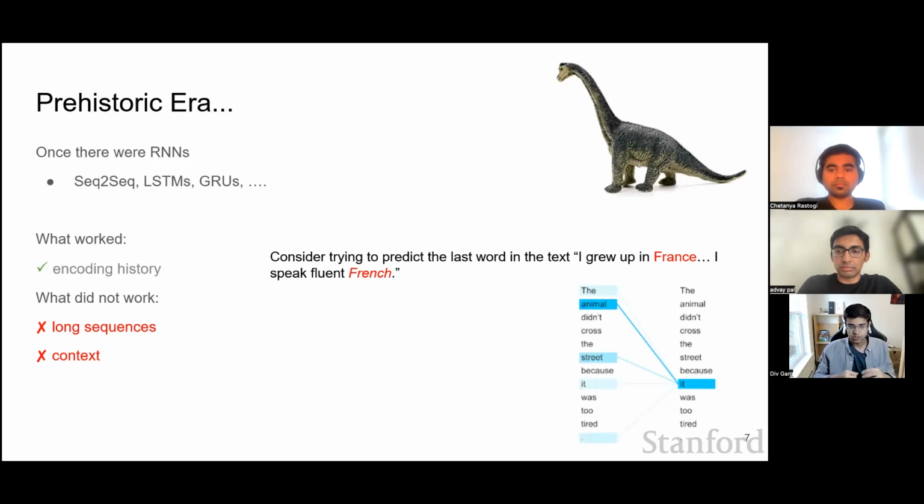Similarly, we can show some sort of correlation map here, where if we have a pronoun like "it," we want it to correlate to one of the past nouns that we have seen so far, like "animal." But again, older models were really not good at this context encoding.